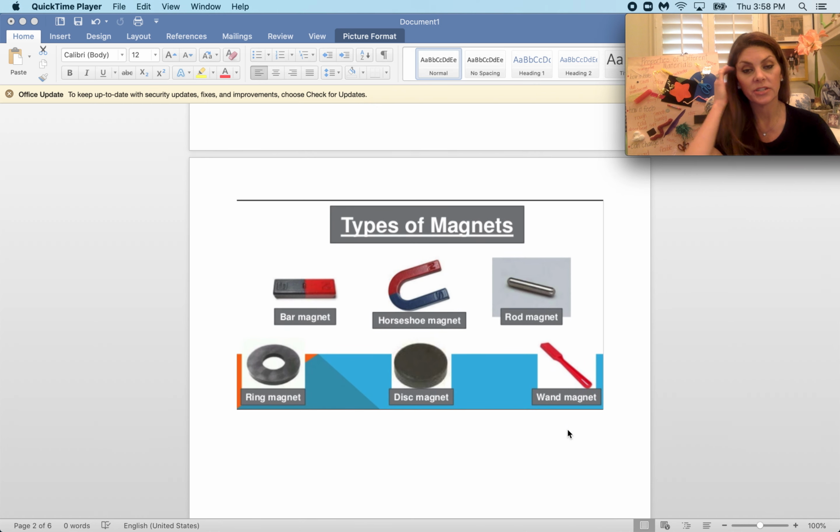So I wanted to talk to you about types of magnets. I have a bar magnet, and I just showed you the horseshoe magnet. And I also have a wand magnet. And if you look on my computer screen, you will see some more types of magnets: a rod magnet, a ring magnet, and a disc magnet.